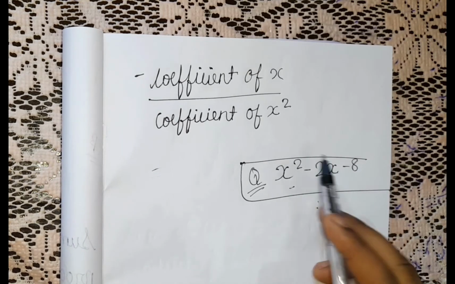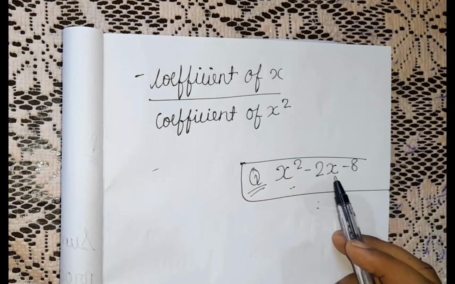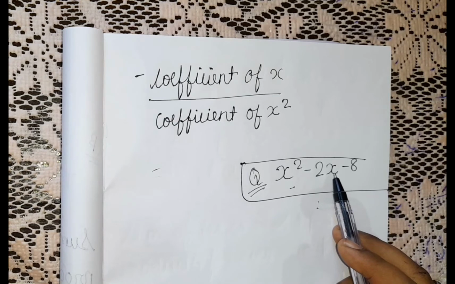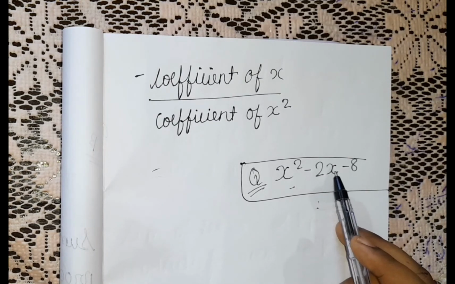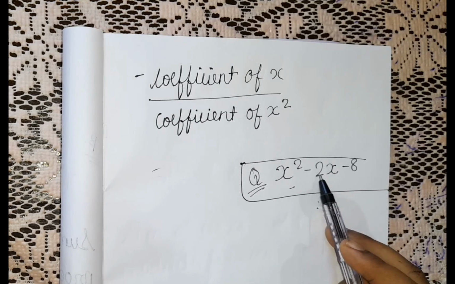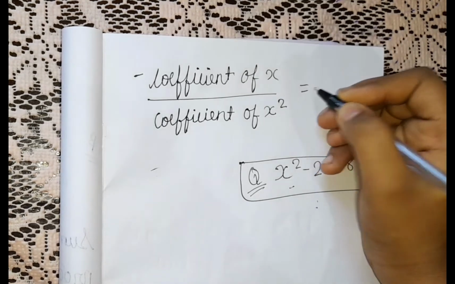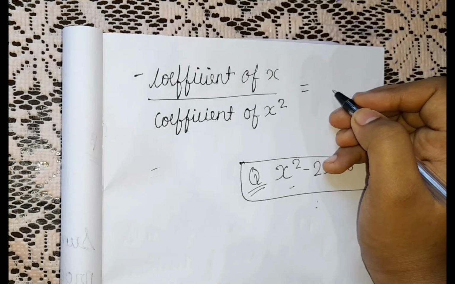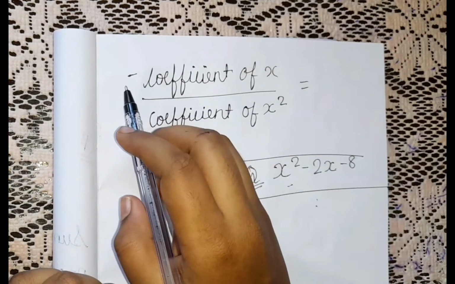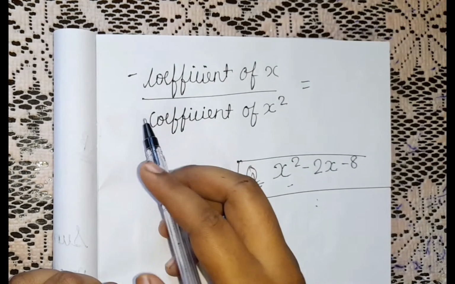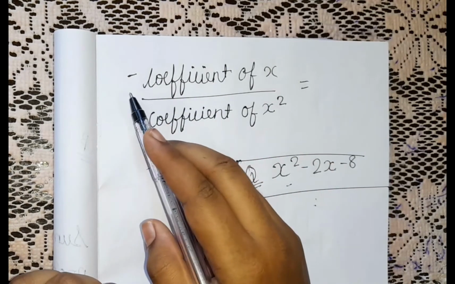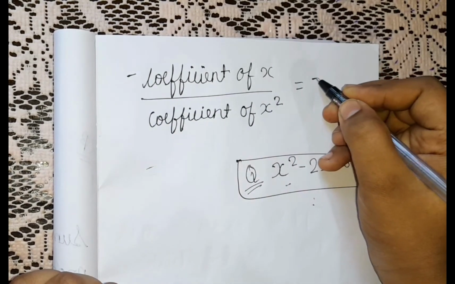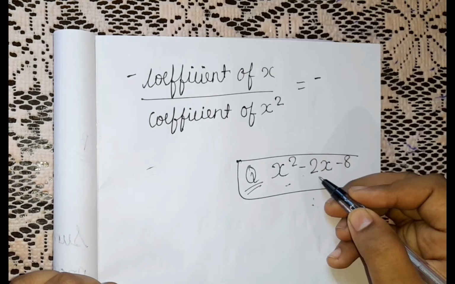So here coefficient of x means here we have x right over here. Before x we have minus 2. So it is minus 2x. In the x term we have minus 2. So we are going to be writing minus 2. Did you guys note something down? We have minus here. The formula itself says minus coefficient of x. So we should write the minus first and then we should write minus 2.